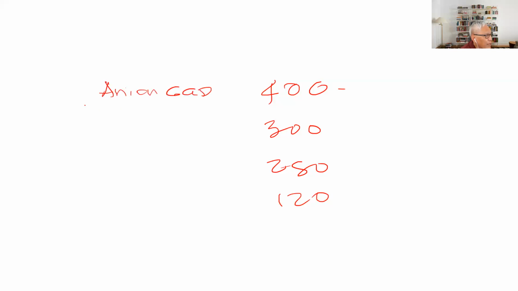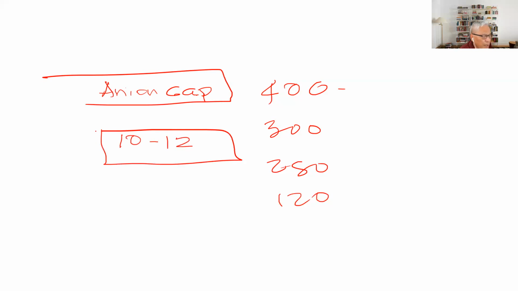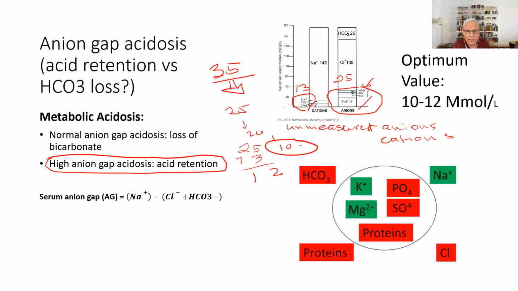And again, what is our target? The anion gap should come to around 10 to 12 milliosmoles, I should say. And this is going to be the normal, or optimal, level of your anion gap. All right, are there any questions about that? Because that's a little bit complicated.